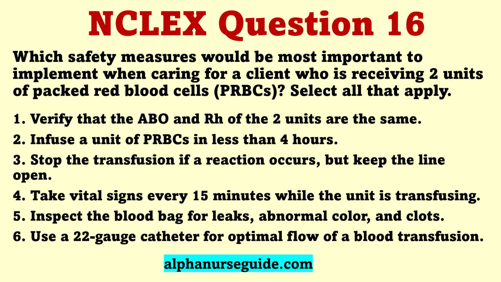When a unit of PRBCs is being transfused, vital signs are assessed before the transfusion begins, after the first 15 minutes, and then every hour until 1 hour after the transfusion has been completed. When PRBCs are being administered, a 20-gauge or larger needle is needed to avoid destroying the red blood cells passing through the lumen and to allow for maximal flow rate.